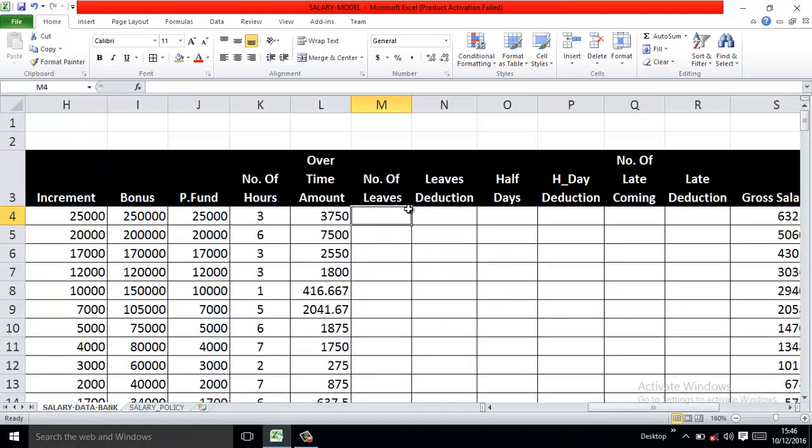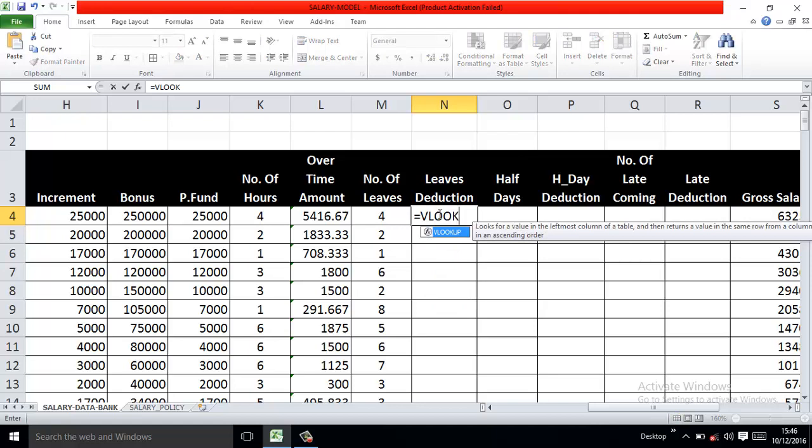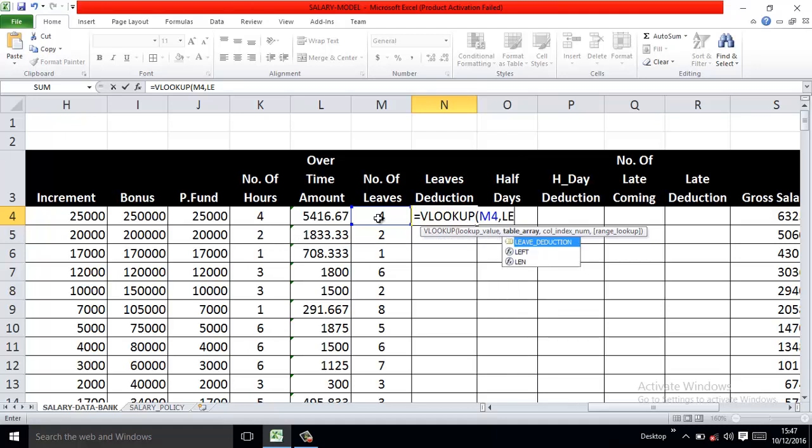So let's again generate the number of leaves here using the same formula, that's RANDBETWEEN, and let's apply the formula. The formula is VLOOKUP. So we look up this value, that's my number of leaves, in the table array with the name leave deductions. So here it's leave deduction, again index number 2 where the rate is given.